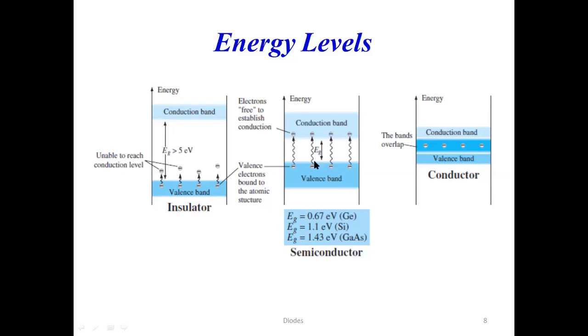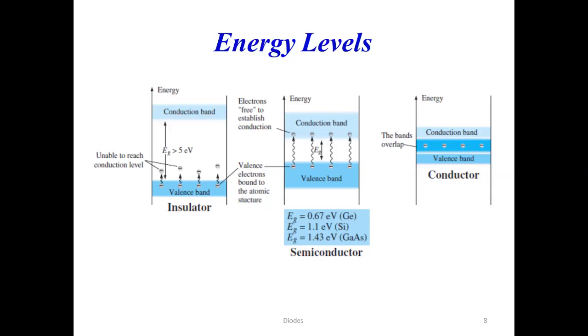If you see this energy gap, for example, for germanium semiconductor, it is 0.67 electron volt. For silicon, it is 1.1 electron volt, whereas for gallium arsenide, it is 1.43 electron volt. So at room temperature, this energy gap is present. If you bias this particular semiconductor, biasing means what? We are applying energy to these electrons.